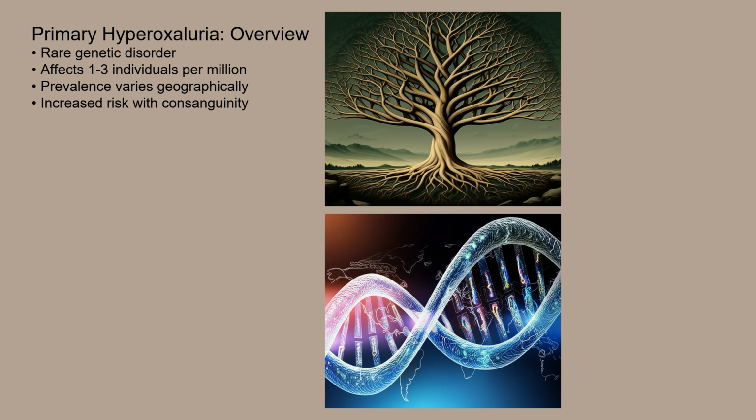Primary hyperoxaluria is a rare disorder. While the exact prevalence varies based on geographic region, it's estimated to affect approximately 1 to 3 individuals per million in developed countries. Consanguinity, or marriage between close relatives, can increase the risk of inheriting the affected genes, making the disease more common in certain populations.